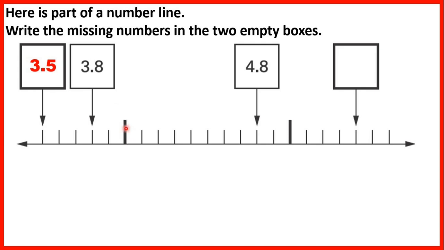Now the thicker lines on our number line will be whole numbers. So here we have 4, because the whole number after 3.8 is 4, and the whole number after 4.8 is 5. So this line here is 4 lines after 5, and if each of these lines is 1/10, that's 5 and 4/10, so 5.4.